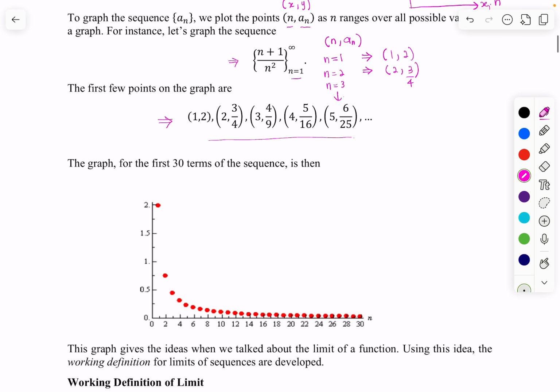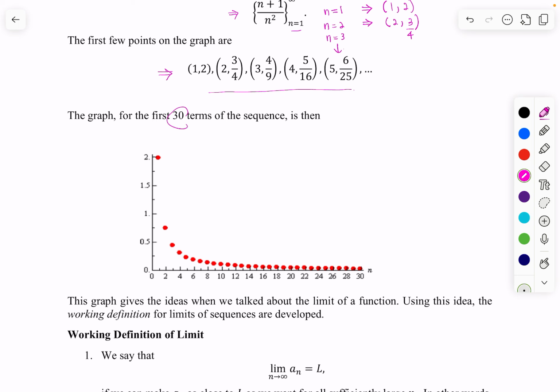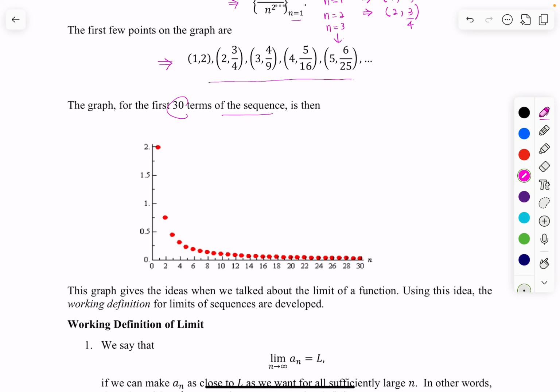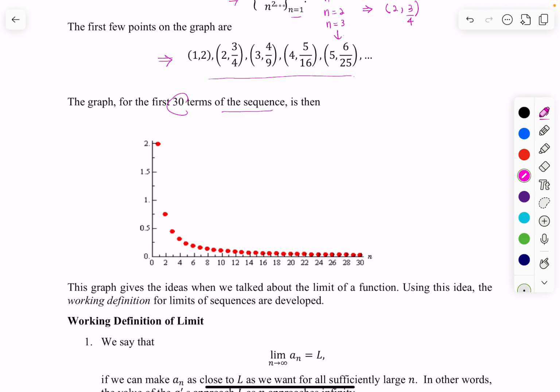For example, this is the graph for the first 30 terms of the sequence given above. If you plot the points of the sequence, it looks like this. This is the y-axis denoting a_n, and this is the x-axis denoting n. One thing you need to recognize is the difference between the graph of a function and the graph of a sequence. Graph of a function f(x), what is the difference with the graph of a sequence a_n?